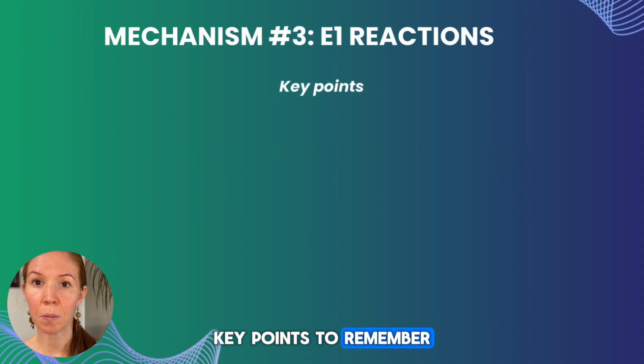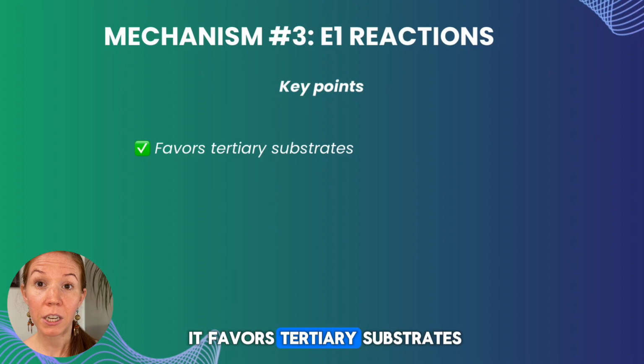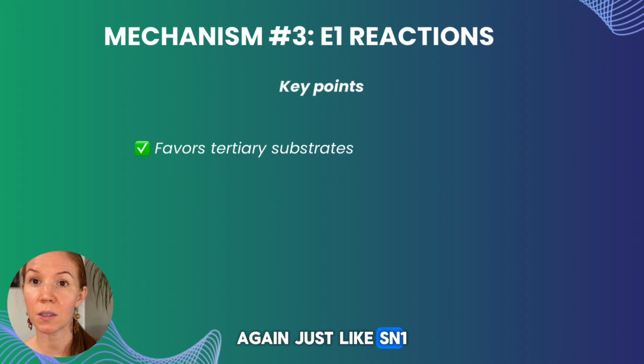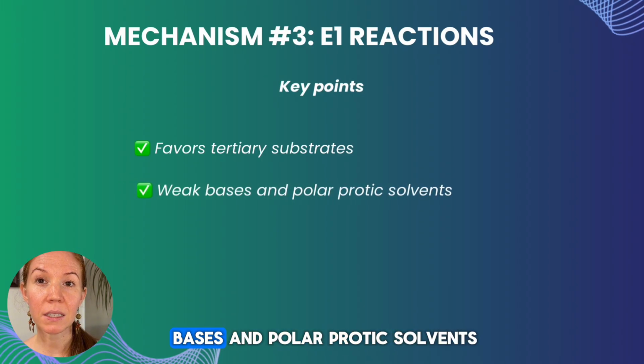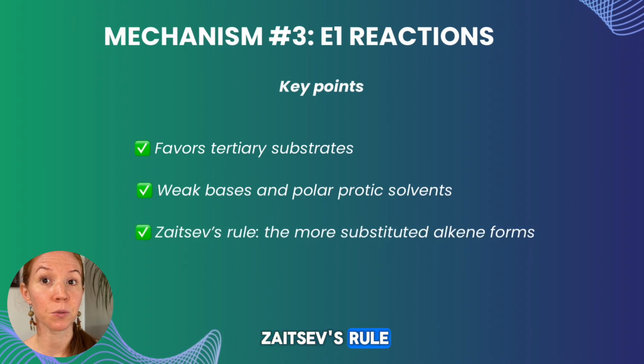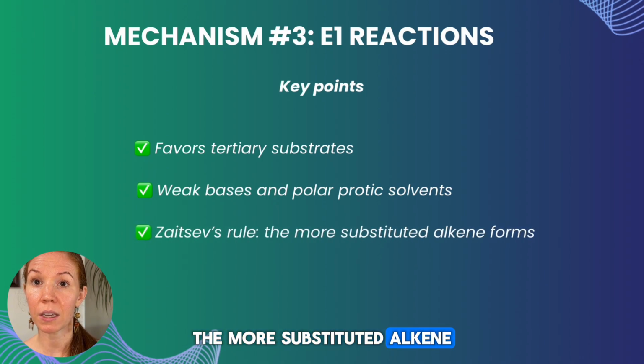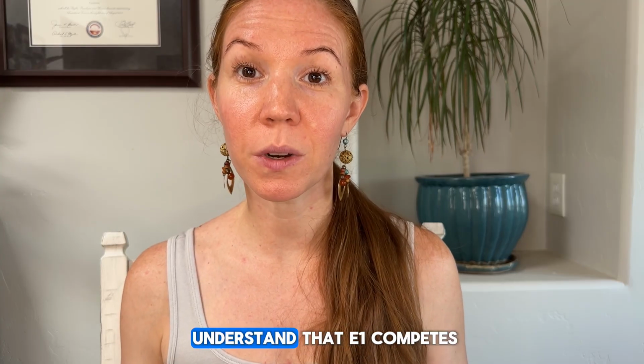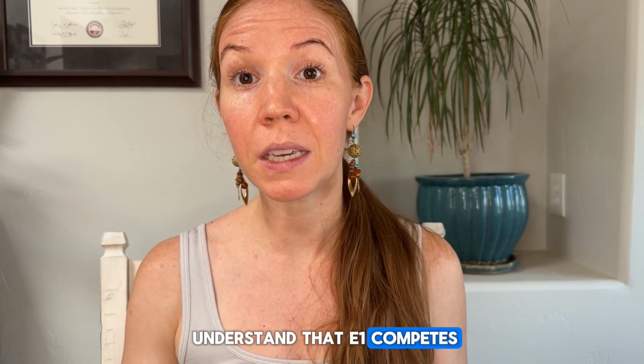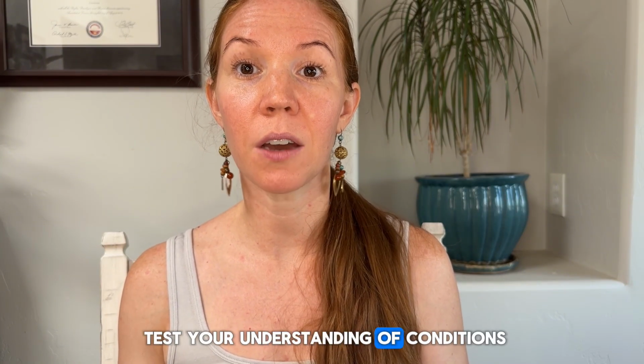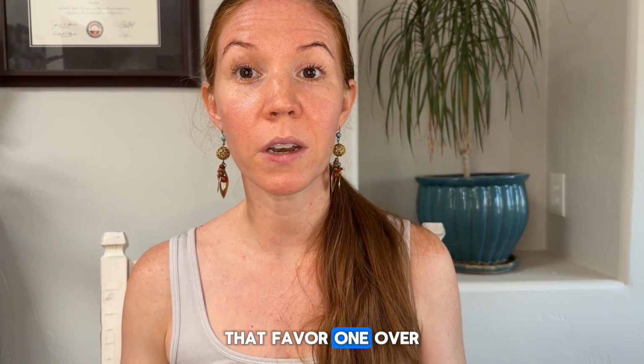Key points to remember: it favors tertiary substrates, again, just like SN1. It also favors weak bases and polar protic solvents. And don't forget about Zaitsev's rule. The more substituted alkene is going to form. Make sure that you understand that E1 competes with SN1. The MCAT is going to test your understanding of conditions that favor one over the other.